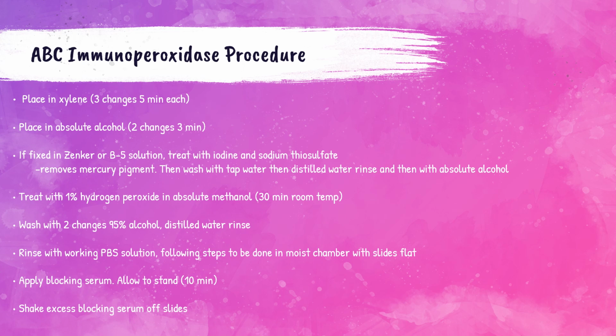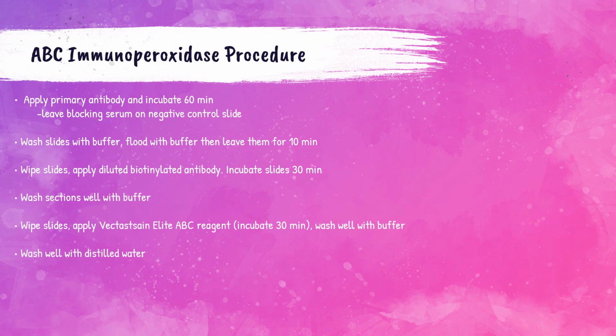So after this, the following steps need to be done in a moist chamber with the slides flat. Then the blocking serum needs to be applied and allowed to stand on those slides for 10 minutes. And then the excess of the blocking serum should be shaken off of those slides. After that's done, the primary antibody should be applied and allowed to incubate for 60 minutes, so an hour. The blocking serum should be left on the negative control slide.